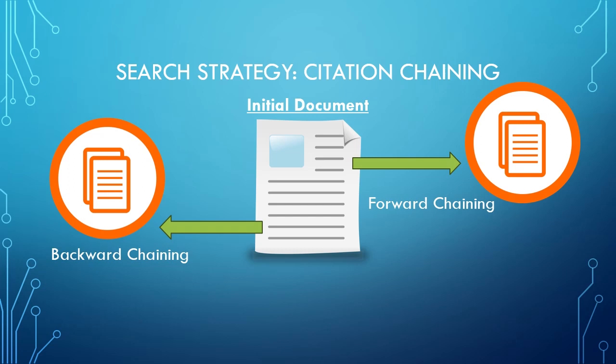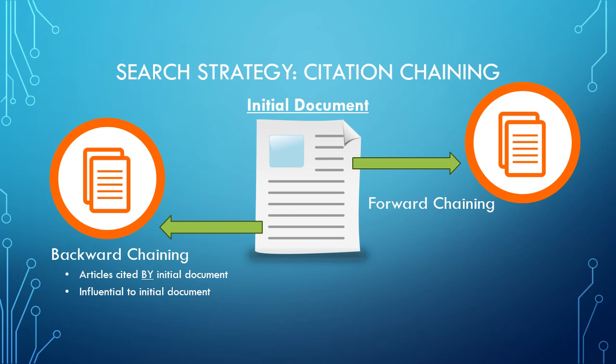Let's say we are researching a topic and find a great article with lots of information that will be useful in our research. In backward chaining, we investigate the sources cited in our article. These are the sources that informed the writing of our great article and may provide us with some relevant foundation material and additional articles related to our topic.